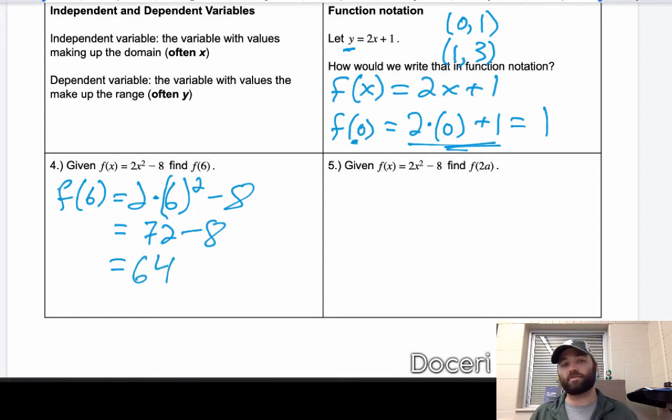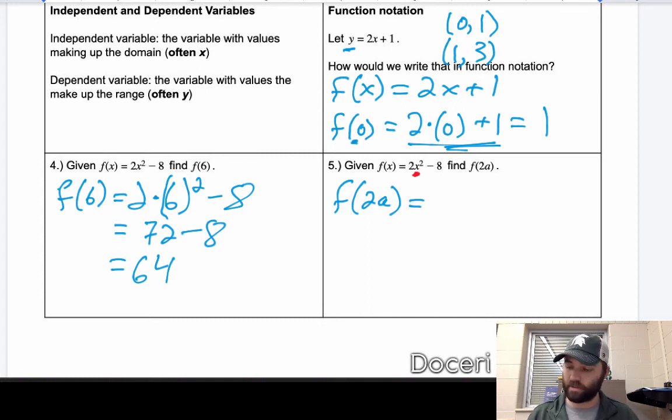Okay, now that's a straightforward example. We can make it a little bit worse than that though. So we can come over here and we can start with this function, f of x equals 2x squared minus 8. Let's find f of 2a. Now, what I love about function notation, it doesn't matter if you're plugging in a number, a letter, or a number and letters. The property still holds. So I can take f of x and go f of 2a. That means everywhere I see an x in this function, I'm going to put 2a, and I'm going to use parentheses.